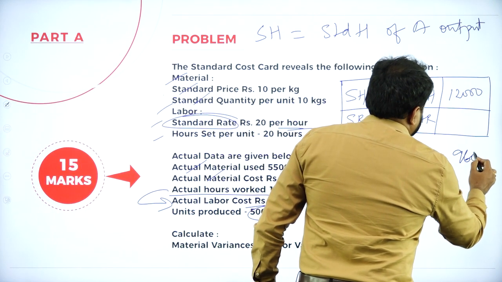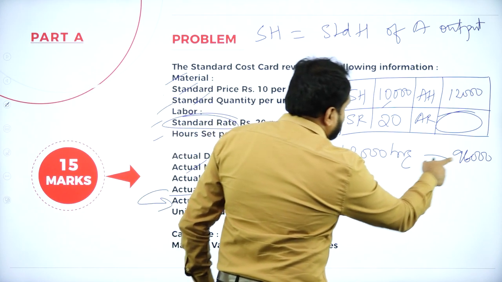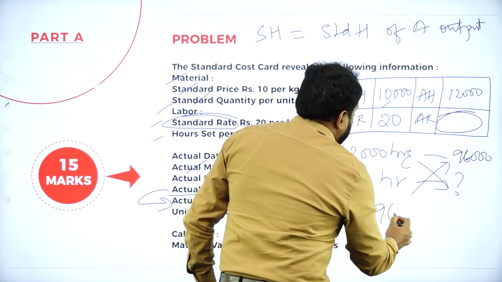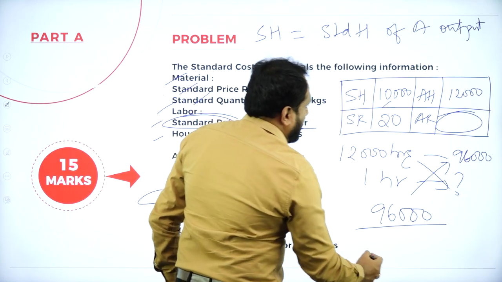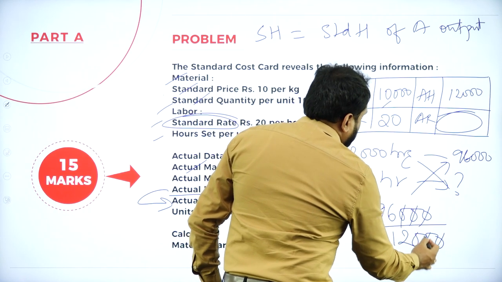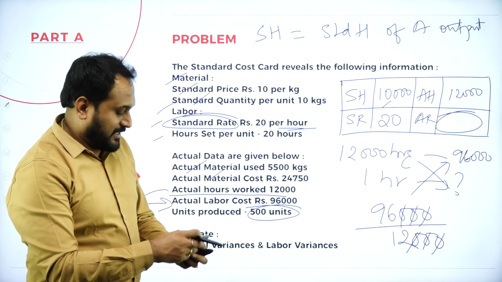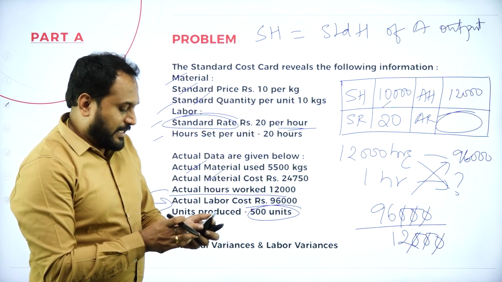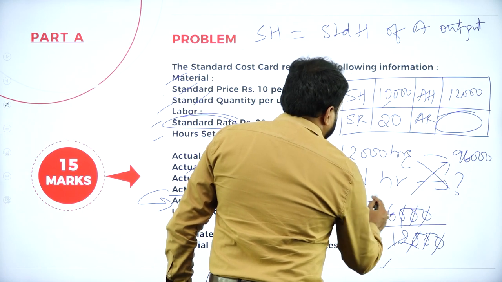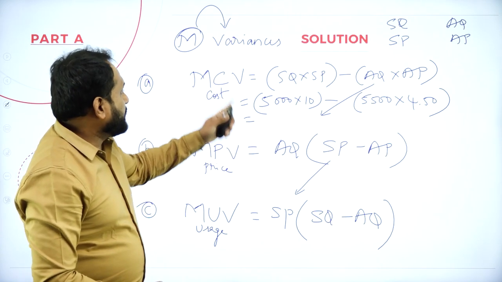The actual labor cost is 96,000. So what does this AR mean? For 1 hour, how much have they paid? For 12,000 hours, they have paid 96,000. For 1 hour, how much? Again, cross multiply. So 96,000 divided by 12,000. 12 into 8 is 96. So the actual rate is 8. This is for the labor here.